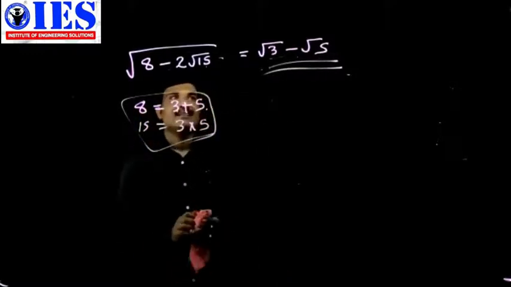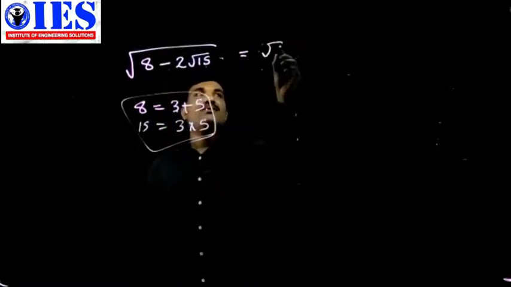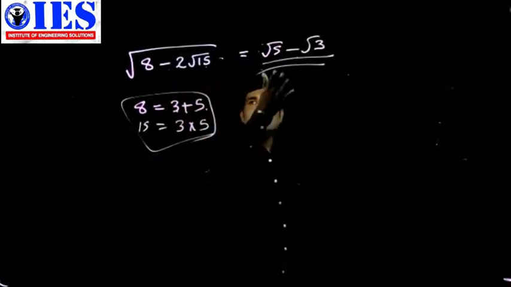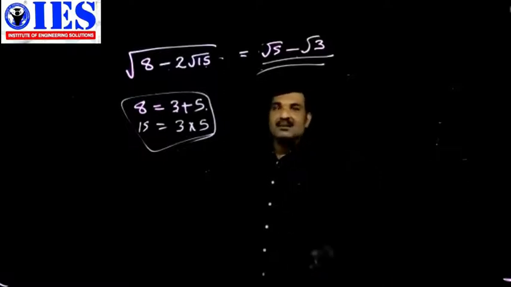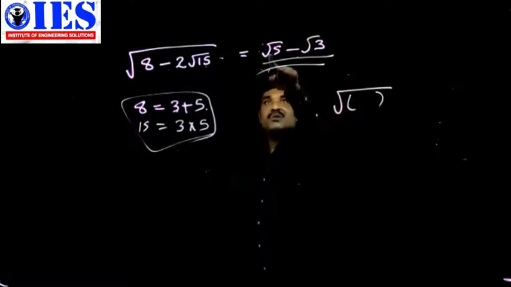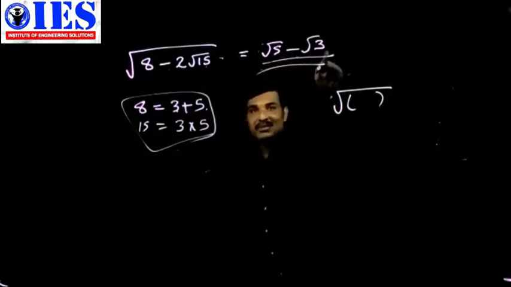Or we can write the first number like square root of 5 minus square root of 3. Why did I write this? Since square root is a positive quantity, whatever is inside the square root should be positive. So root 5 is greater than root 3, so root 5 minus root 3 is a positive number.